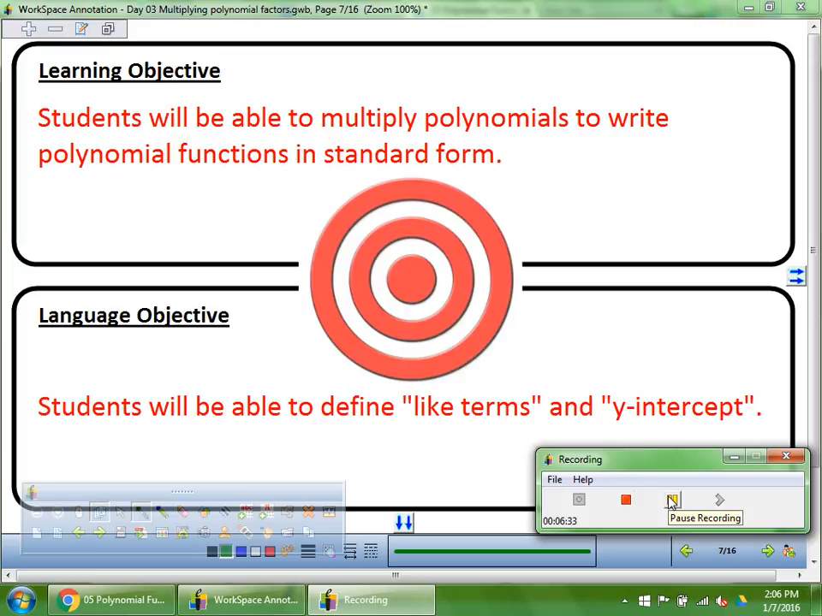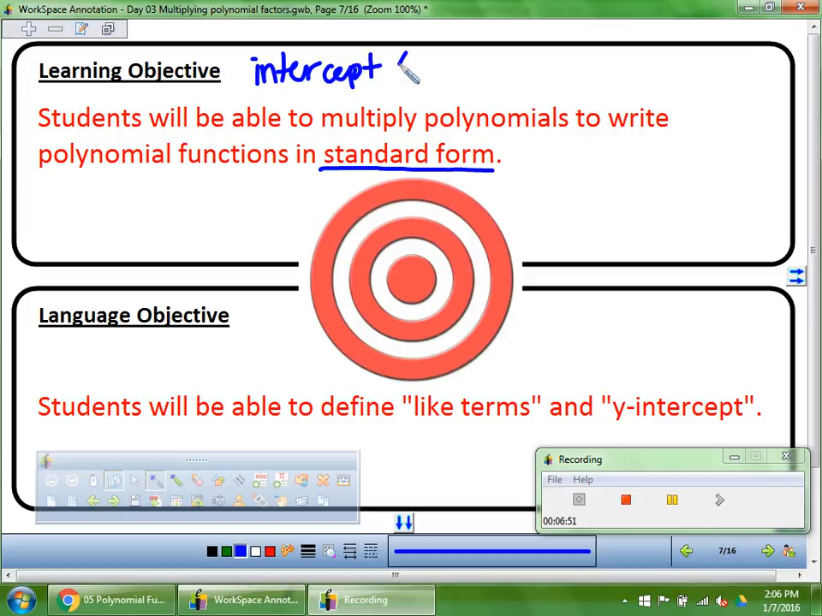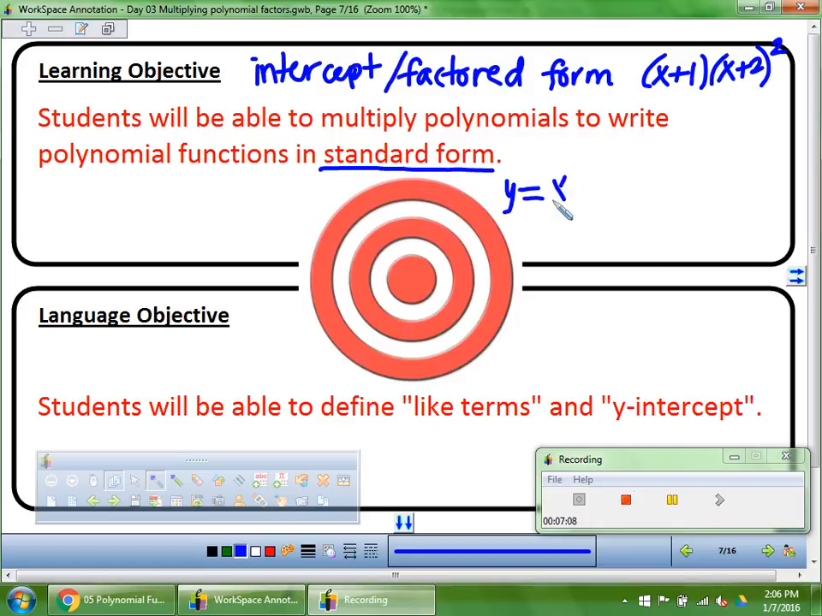So, today's objective is going to be to multiply polynomials. And the reason why we might ever want to do this is because we may want to put something in what's called standard form. So right now, we've been using what you might call intercept or factored form. That's when it looks like this. I could square that, something like that. We might want to FOIL all that out so that we can get it into some kind of form like that.